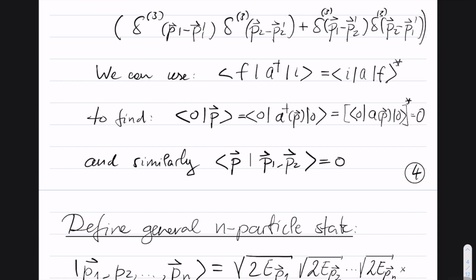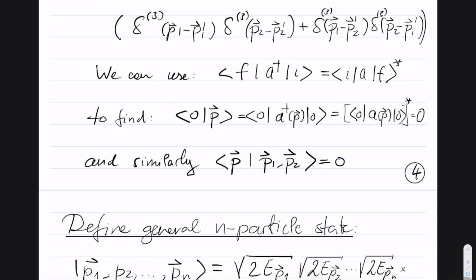The commutation relations of the creation and the annihilation operators. Then we can also use the property that we can write this expectation value of a dagger between two states by flipping it around and taking the Hermitian conjugate of the operator, and this will be just the complex conjugate of that expectation value.